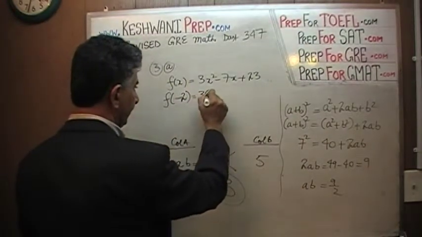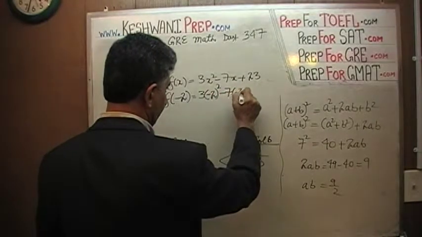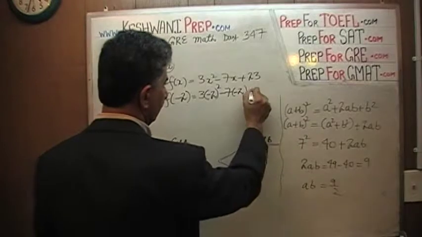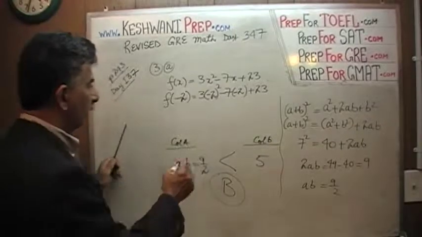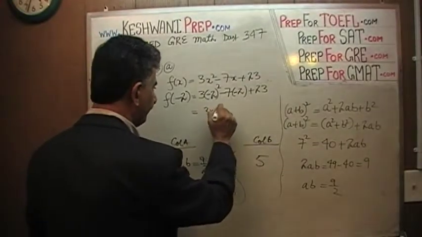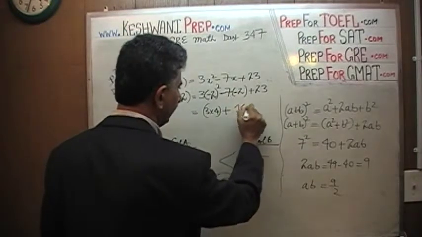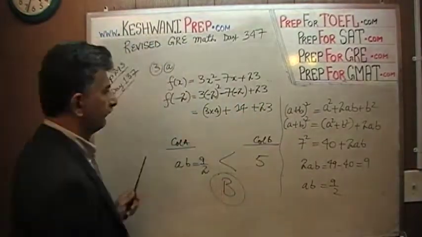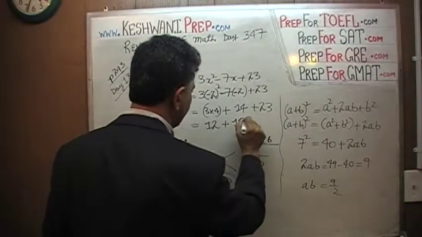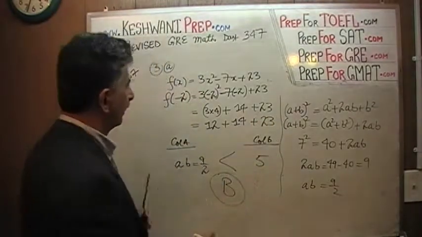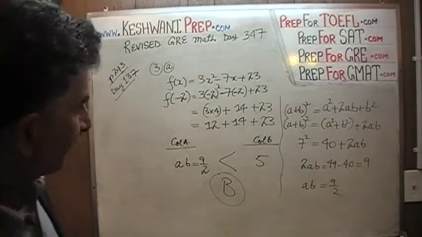So we have 3 times negative 2 squared minus 7 times negative 2 plus 23. Negative 2 squared is 4, so this is simply 3 times 4. This negative and this negative make them positive, and 7 times 2 is 14, plus 23. And that gives us 12 plus 14 plus 23. You just have to add up the 3 quantities.